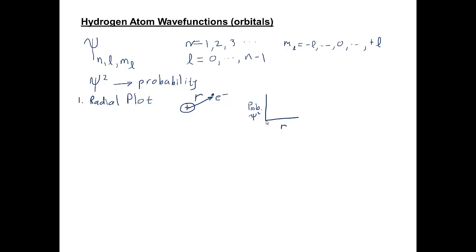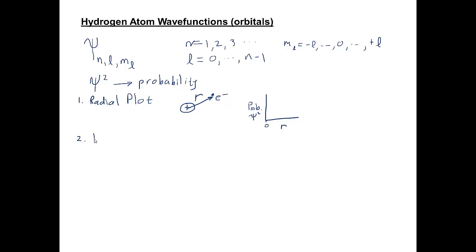So when r is equal to 0 right here, that's right on top of the nucleus. And we want to see what things look like as we move further and further away from the nucleus. So what is the probability of finding the electron some distance from the nucleus? That's what this kind of plot will tell us. So that's a radial plot.